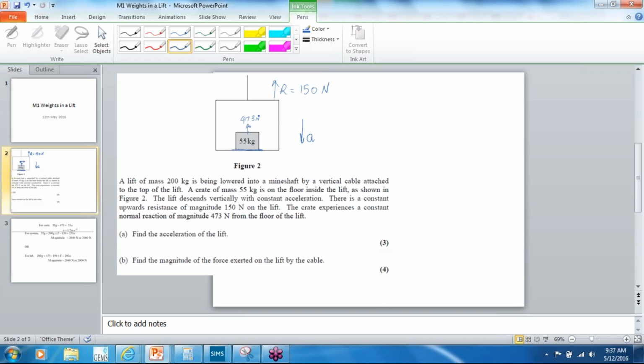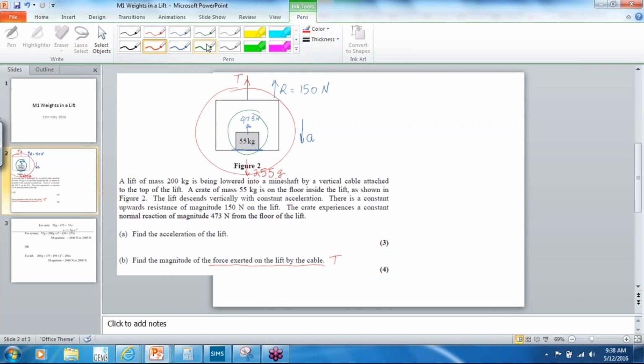Now with these types of questions, I like to split it up into two parts. I like to look at it as a system, just as this 55 kilogram system, or as a complete 255 kilogram system. So the lift and the mass together is 255, so the force downwards is 255g. Now there's an upward force of 150 newtons. There's an upward tension in the cable, which is that force exerted on the lift by the cable. That's the T that I've given. And they want, first of all, to find the acceleration of the lift.